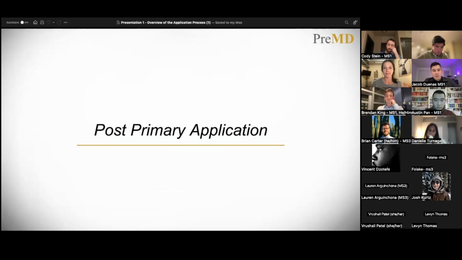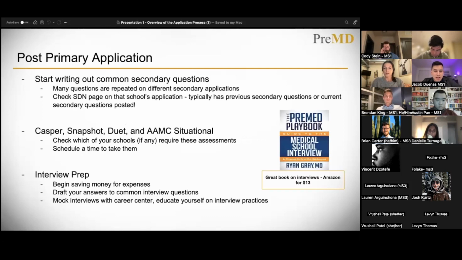And yeah, now we are going to move on to the post-primary application portion. As you have all probably realized, the application process is quite extensive, and it is definitely a long process, and it's easy to get fatigued or discouraged as you go through it. So I think knowing what is to come, before, during, and after the process, is really important and can help you set yourself up for success.